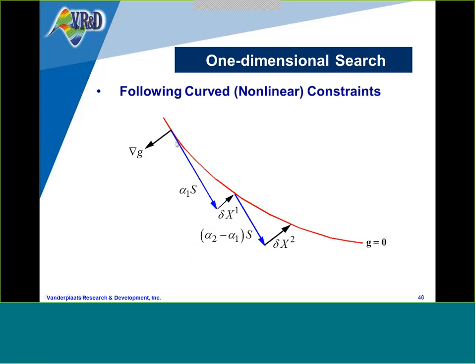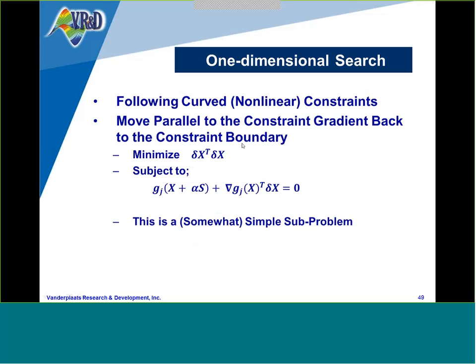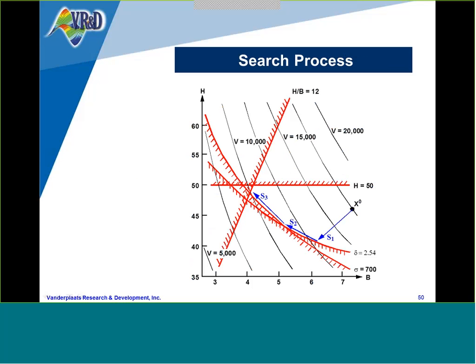Once you have the search direction, we now have a technique to follow this curved constraint. This method is similar to the generalized reduced gradient method, except that method separates this into independent and dependent variables. I found a way to find a move back to the constraint boundary by minimizing this distance, and that's contained in the DOT optimizer. And here, this method will hit a constraint. It will follow that constraint to the intersection with another constraint and follow that constraint to the optimum.